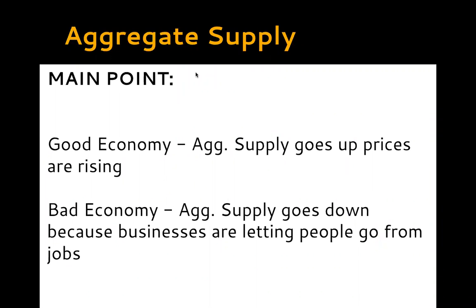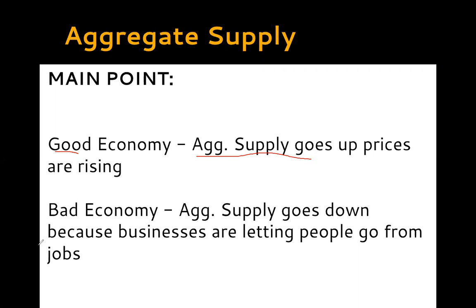What are the main points? When it comes to aggregate supply and demand, what I really want you focusing on are these main points. Good economy means aggregate supply goes up. When the economy is good, businesses are going to be producing more and more stuff for people to buy.